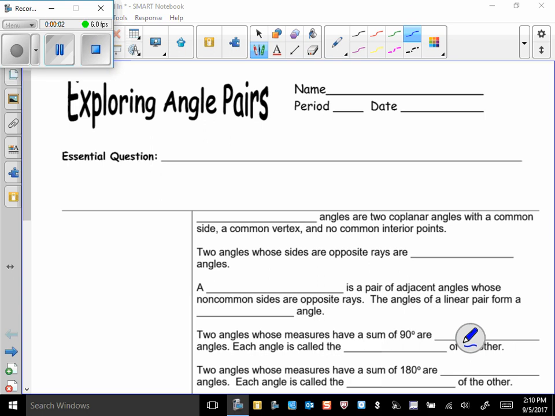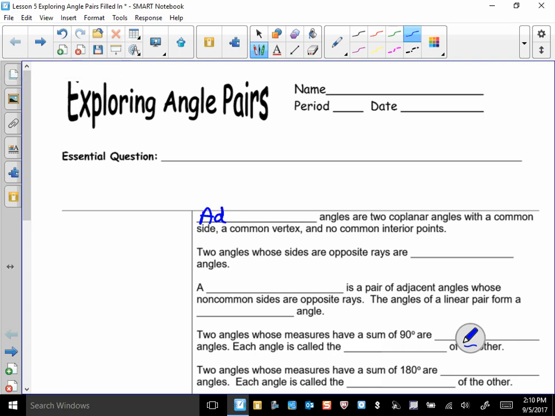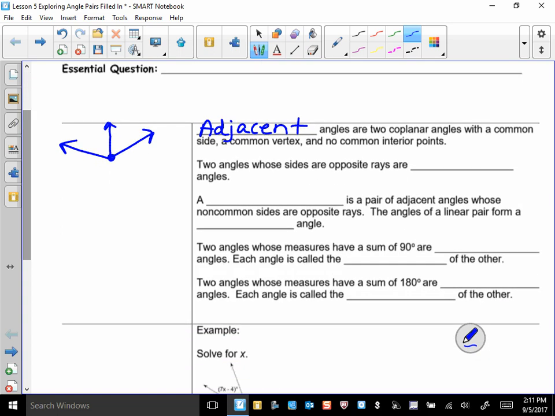In today's lesson, we're going to explore angle pairs, and we're going to start with two coplanar angles that have a common side, a common vertex, and no common interior points, and those are known as adjacent angles. Adjacent angles, we've got to have a common side, so let's let that be our common side. Common vertex, and no common interior point. So that would be a pair of adjacent angles. There are all types of different pairs that are adjacent angles, but there's one example.